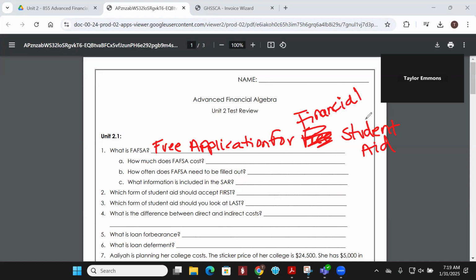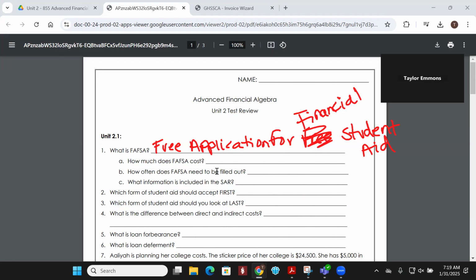What information is included in the STAR? The STAR is the Student Application Report. And what information is included on there? How much it costs, fees, stuff like that, but not your class schedule. Okay.